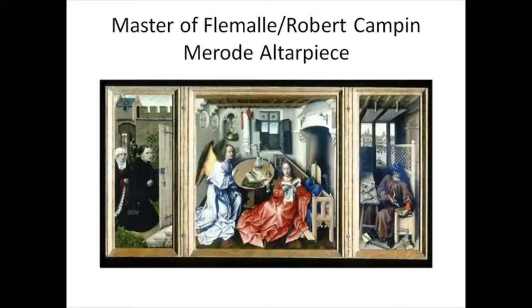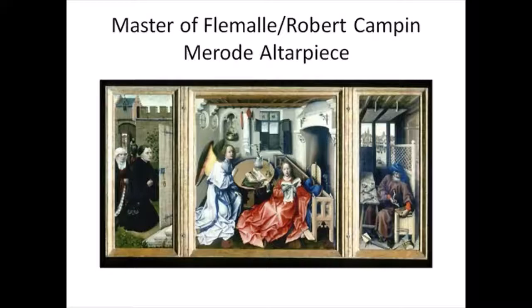Well, our first example of Flemish, not Flanderish, of Flemish art is given to us by this guy, the master of Flamel, as he was known for years until they finally figured out what his real name was, which wasn't all that exciting. It was Robert Campin. Master of Flamel sounds far more intriguing than Robert Campin. But they're one and the same. And this is his famous altarpiece called the Marode altarpiece. It is a triptych. It has 3 parts, 3 panels.